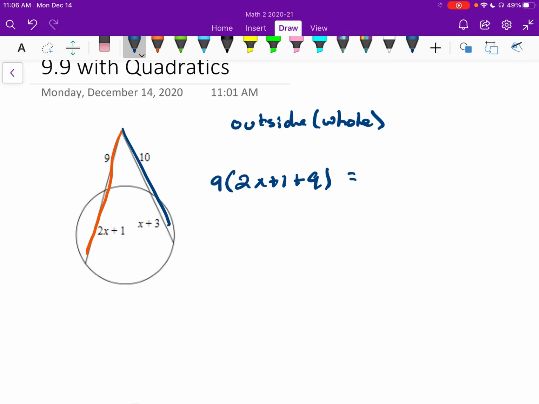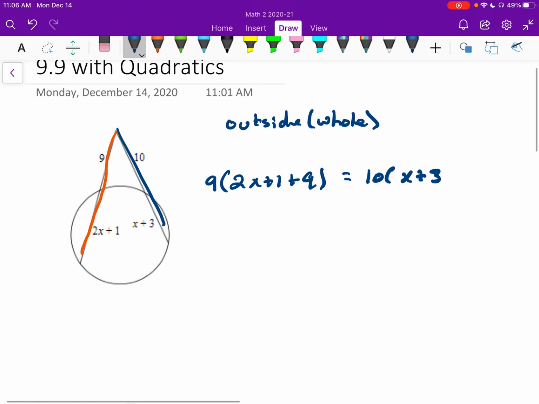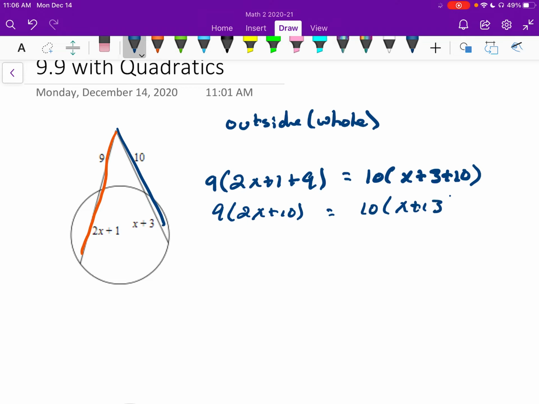And then the second one will be 10 is the outside, and the whole thing will be x plus 3, plus 10. So simplifying this just a little bit, this will be 9 times (2x plus 10) equals 10 times (x plus 13). So I end up getting 18x plus 90 and 10x plus 130. This gives me 8x equals 40, and x is 40 divided by 8. I should be able to do that in my head. 5.